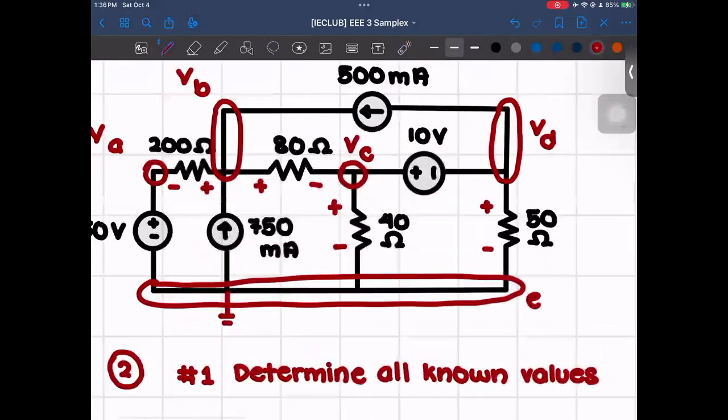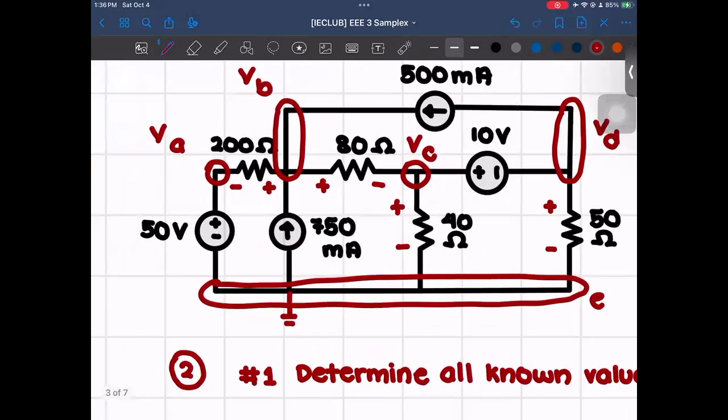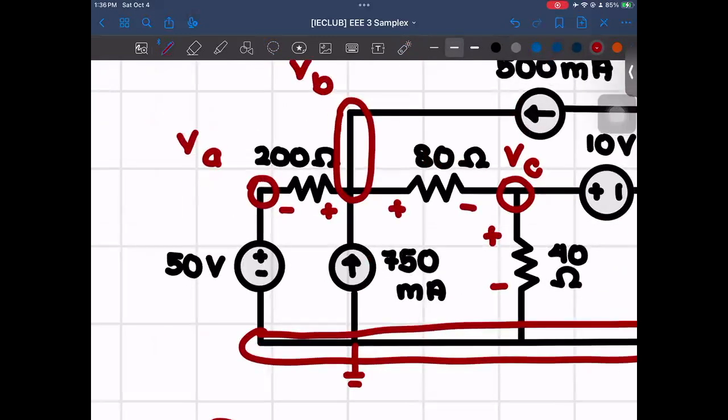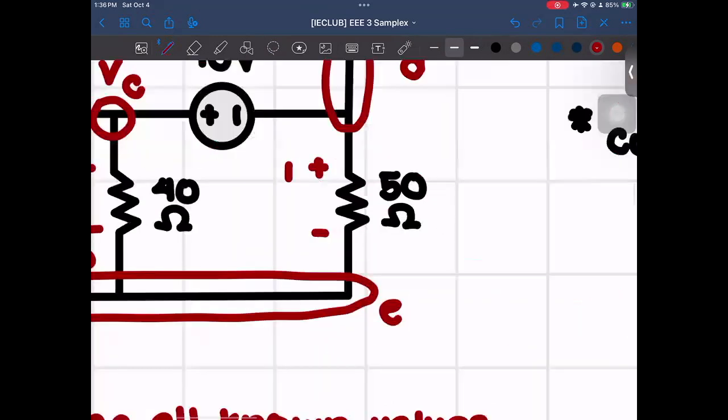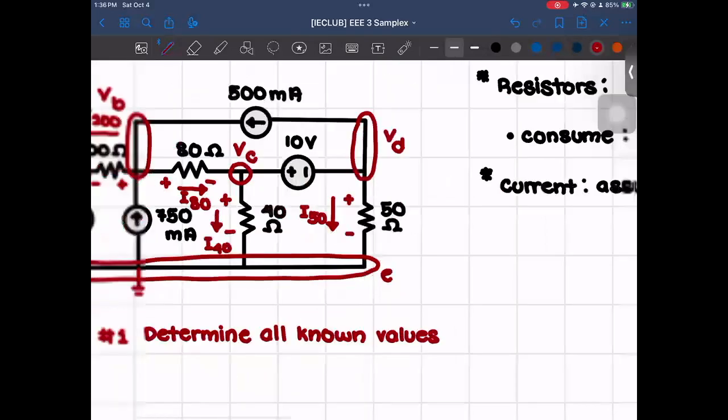And with that, we can identify our currents. The currents that we'll need to take note of here are the currents in our resistors. Knowing that currents go from positive to negative in resistors, that means for 200 ohms, the current will be going to the left, so that's I 200. For the 80 ohms, it's going to the right, I 80. For 40 ohms, it's going downwards, so I 40. And for the 50 ohms, it's going downwards as well, so that's I 50. So yeah, that's it for the first question.